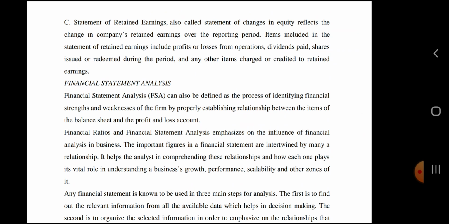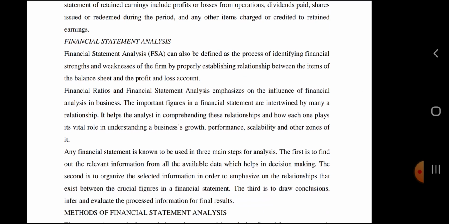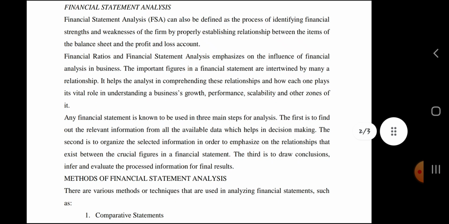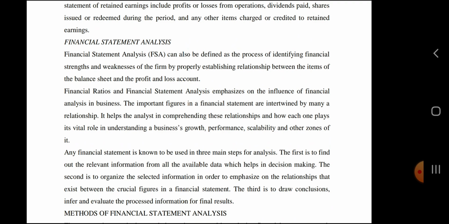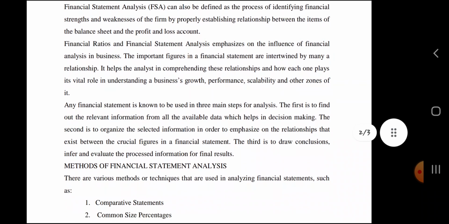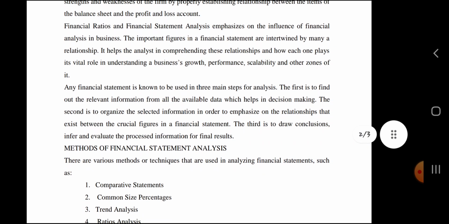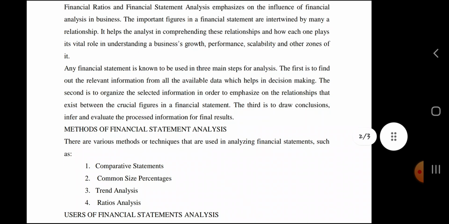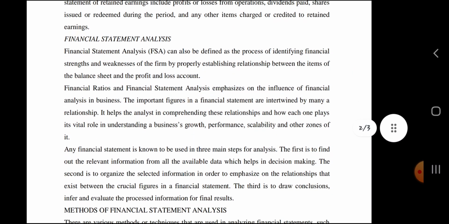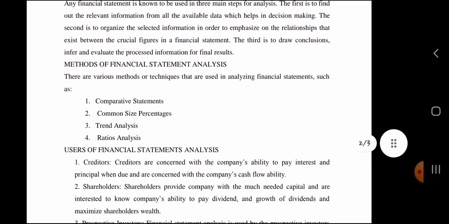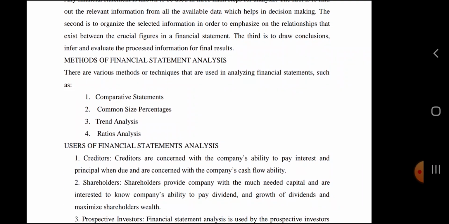financial statement analysis. Okay, what is meant by financial statement analysis? We already discussed that financial statement analysis means it is a process of identifying financial strengths and weaknesses of the firm, properly establishing relationship between the items of the balance sheet and the profit and loss account. Okay, it is the relationship between the balance sheet figures and profit and loss account figures. Okay, in our next lecture we will study financial statement analysis and methods of financial statement analysis.